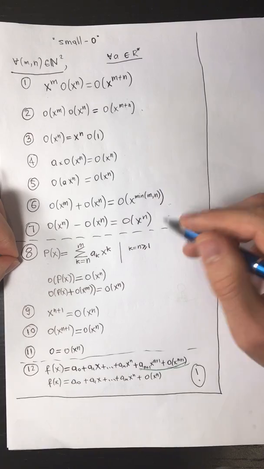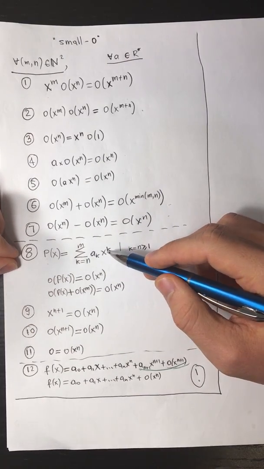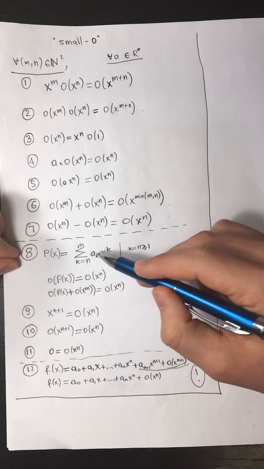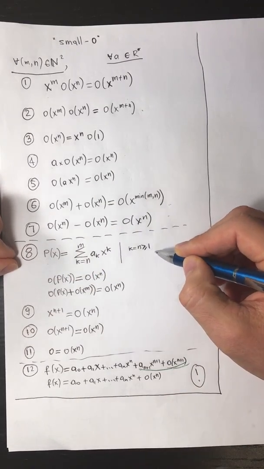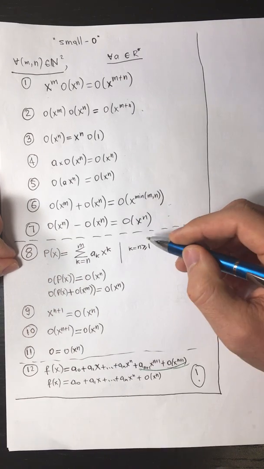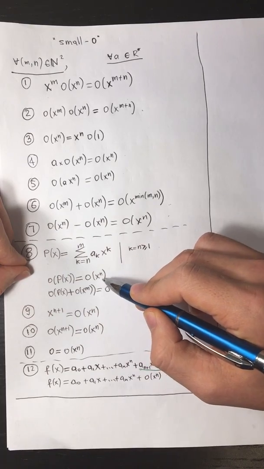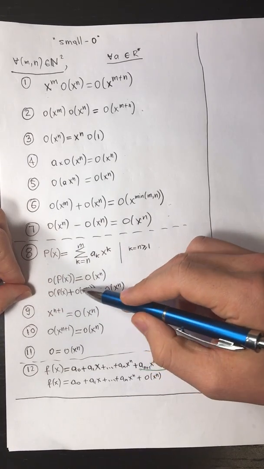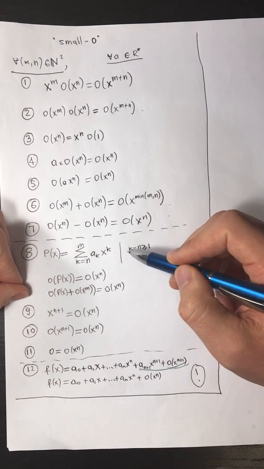This is this one. Number 8, you have a polynomial, this sigma. I hope you know how to write this, how to expand this. You have a sigma notation here. It's a polynomial, and k is equal to n, it's more than or equal to 1. And o of P(x) is equal to o of x to the n. Or if you have o of P(x) plus o of x to the m is equal to o of x to the n. We will not use this one a lot.